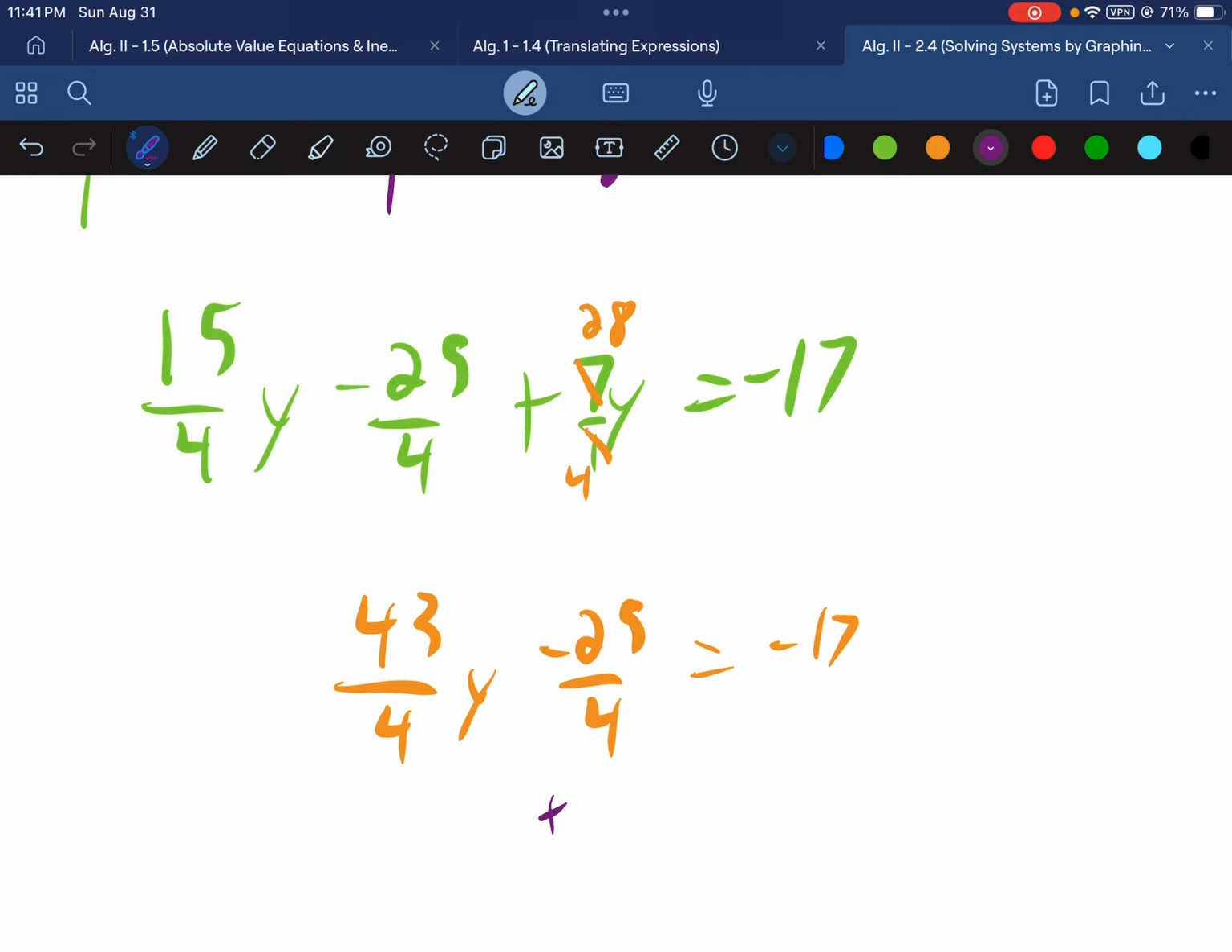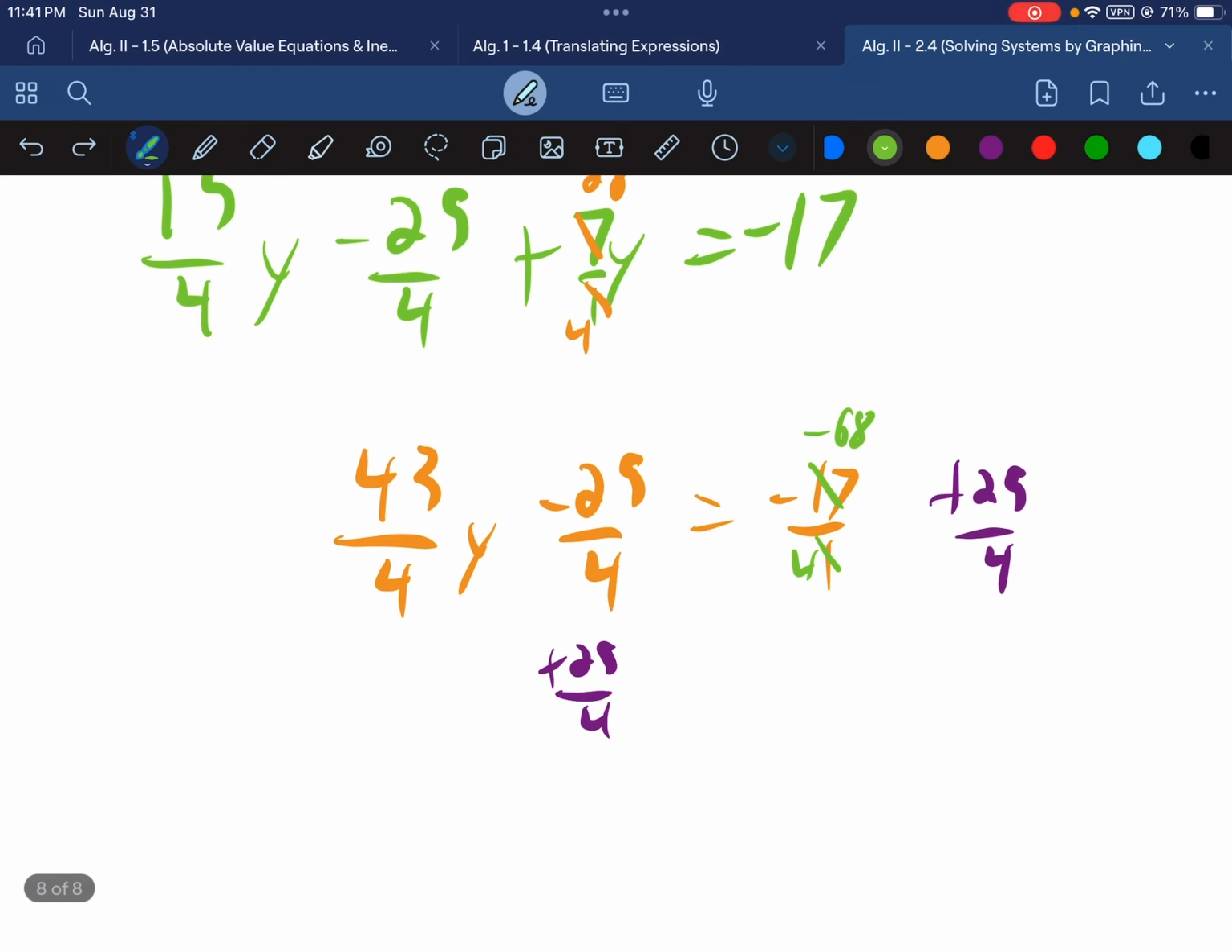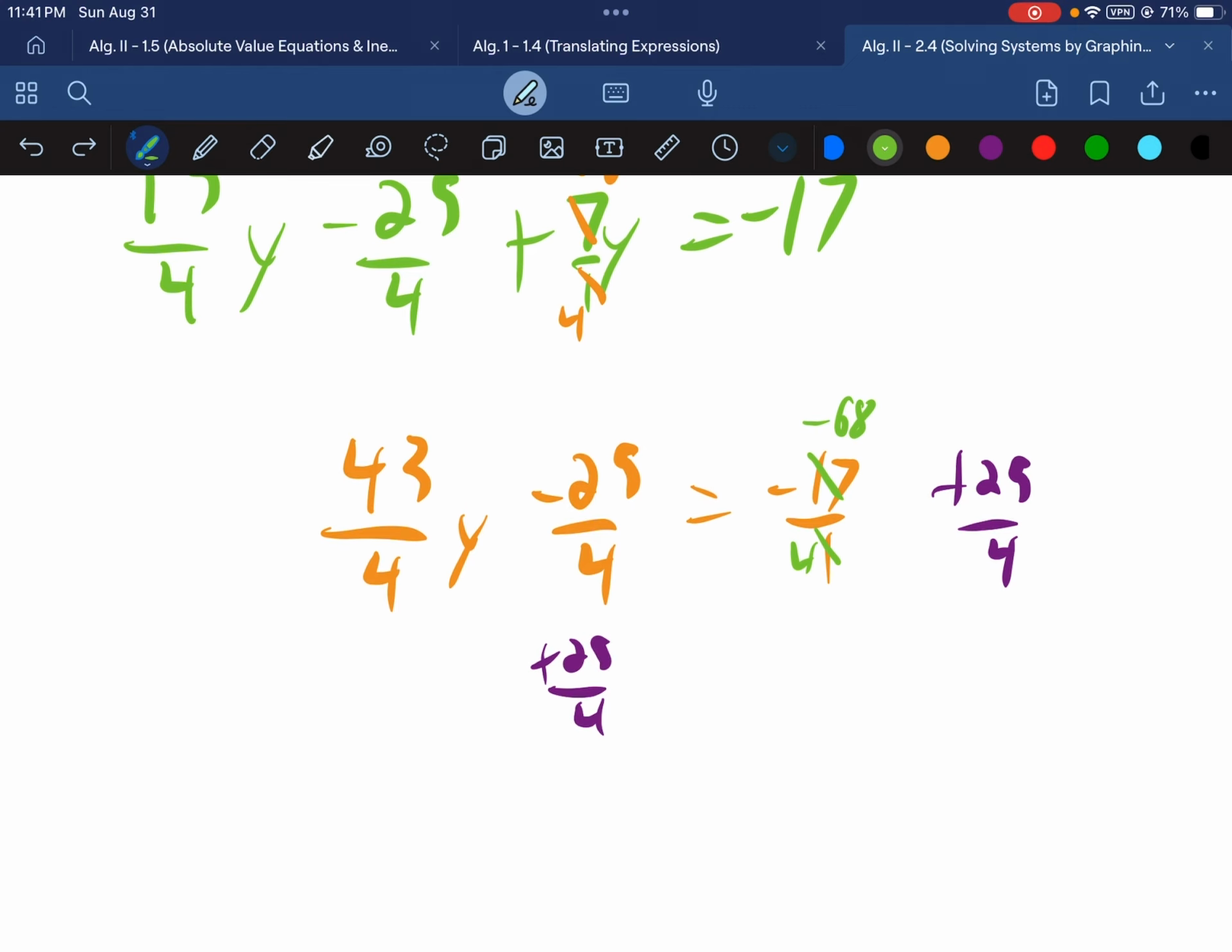Now I know I'm going to have to be adding 25 over 4 to both sides. And I also know that I'm going to need common denominators here. So I'm going to go ahead and work on that. And if I multiply the top and bottom by 4 here, I get common denominators of 4. I get negative 68 over 4, retaining this negative from right here. And so now as I combine like terms, I end up getting 43 over 4y, and across the top, negative 68 plus 25 would result in negative 43 over 4.